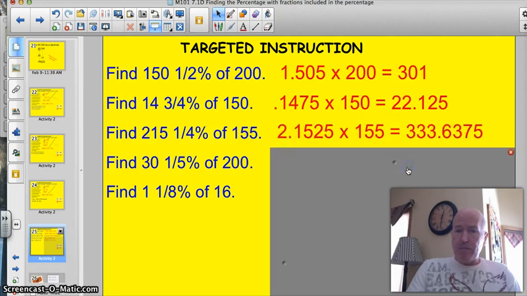Here's a big one. 215 and 1/4% of 155. So we move the decimal 2 spots to the left as we divide by 100. So we're going to get 2.15, and then we add on that 1/4%, 25 here, giving us a total of 333.6375 as an answer.